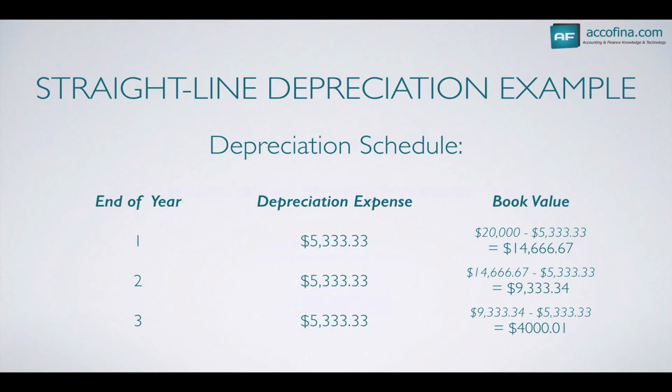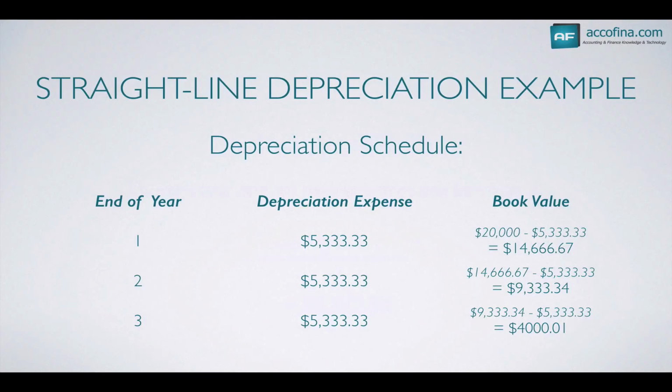So here's the depreciation schedule. We have the end of year. We have 1, 2, and 3, so 3 years. We have the depreciation expense per year. And then we have the book value, which is simply the current book value minus the depreciation expense for that year. So we have year 1, depreciation expense, $5,333.33, and book value of $14,666.67, which is simply $20,000, which is the cost, minus the depreciation.